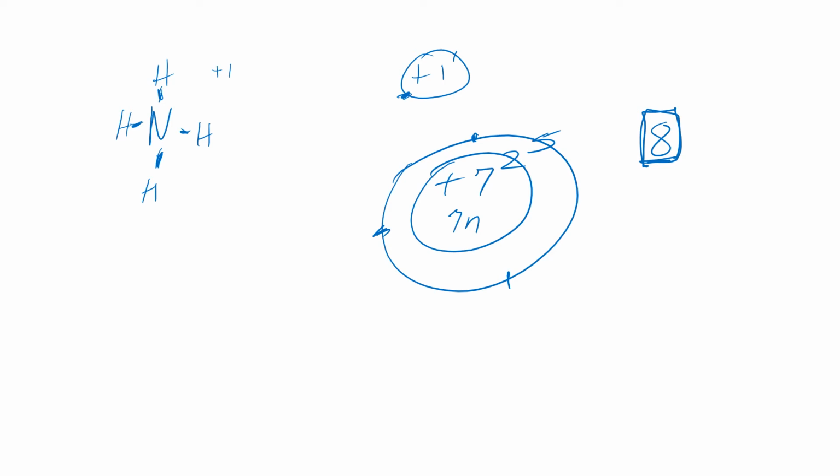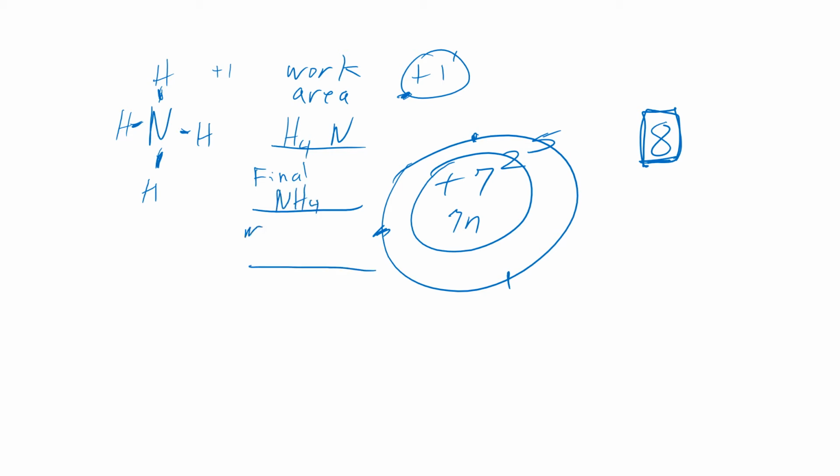What I'm going to want you to do is I'm going to give you that diagram. Then you're going to have a work area for the chemical formula, and you're going to count. Oh, there's hydrogens, there's 4 of them, and there's nitrogen. And then I need a place for your final answer. Oh hey, yeah, I know this one, NH4. And then you're going to give me a name for it, and the name for this one is ammonium.